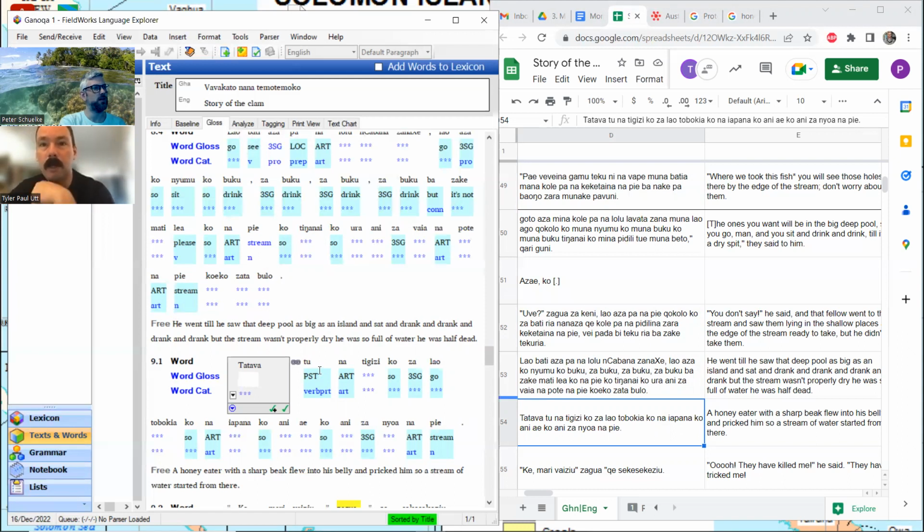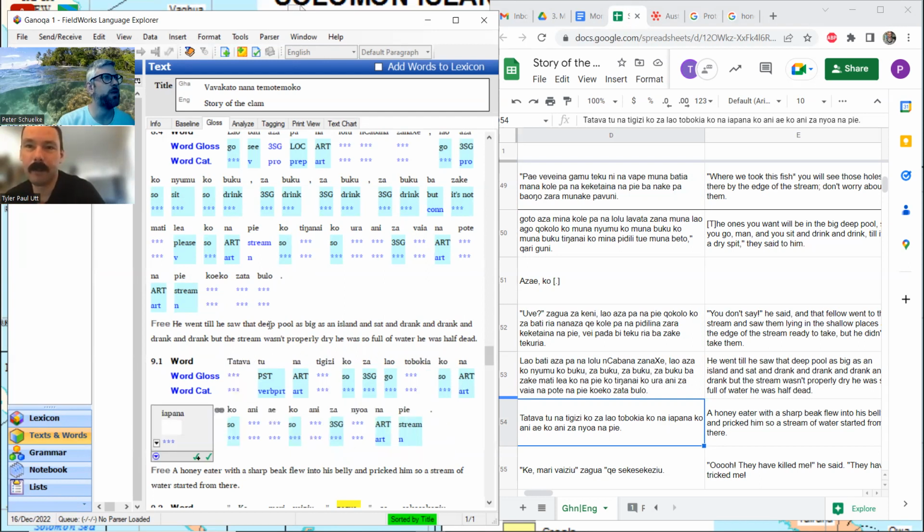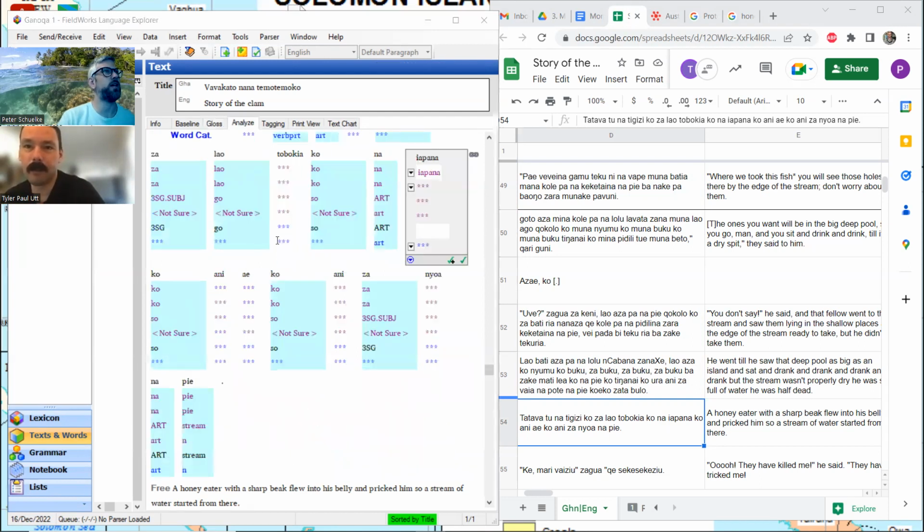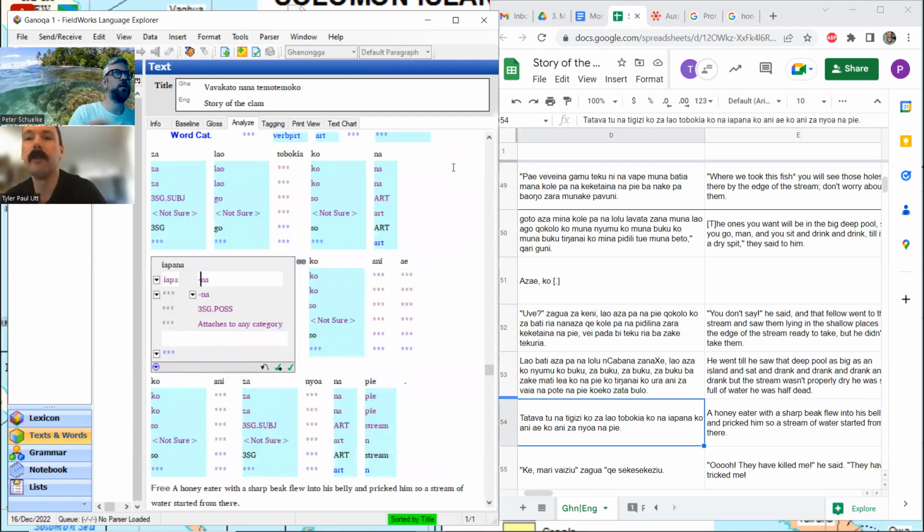Let's keep going with identifying though. So what I want to say here is Iapana. Iapa is probably belly, and na is inalienably possessed as a body part. Yeah, exactly. Let's do that, Iapa. That's the one I'm most confident about on this list so far. Wait, don't create that entry. The na is not part of the lexeme.